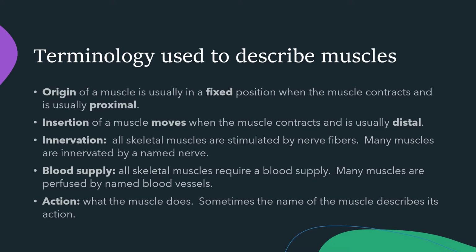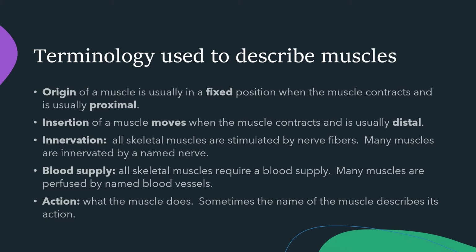Innervation. All muscles are stimulated by nerve fibers. Many muscles are innervated by a named nerve. Let's take, for example, the latissimus dorsi. It originates from the lower back. It inserts on the proximal humerus. It is innervated by the thoracodorsal nerve.